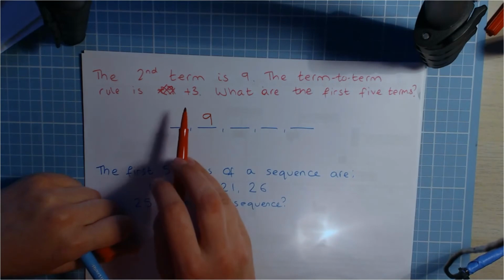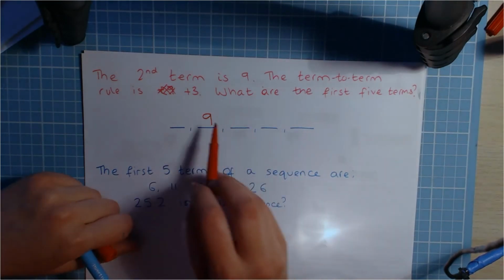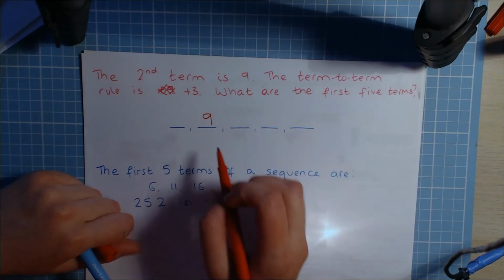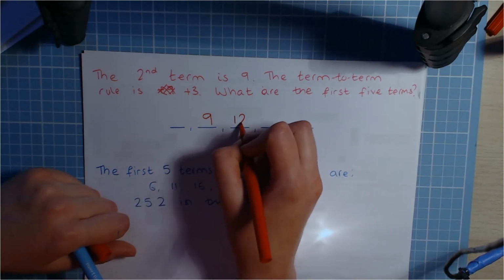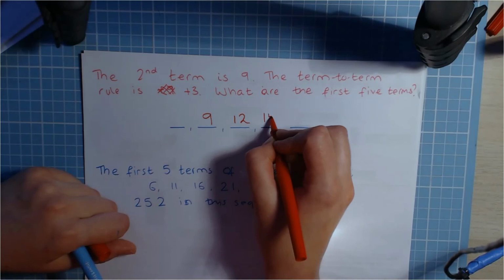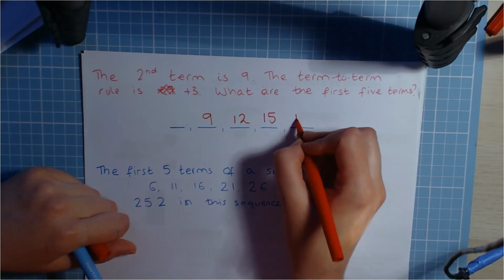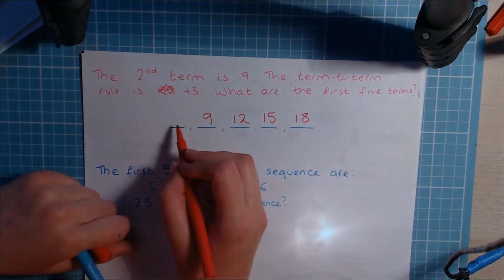Okay, and the term-to-term rule is to add 3. So, well, we can do these, can't we? 9 add 3, add 3, add 3. So 9 add 3 is 12. Add 3 again is 15. Add 3 again, 18. What about this one?